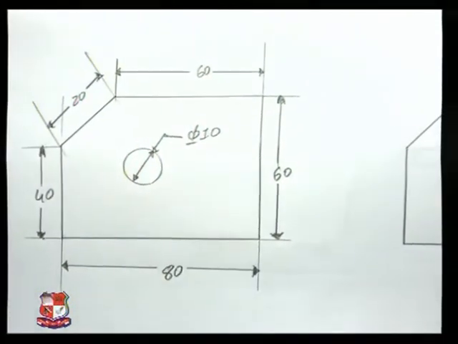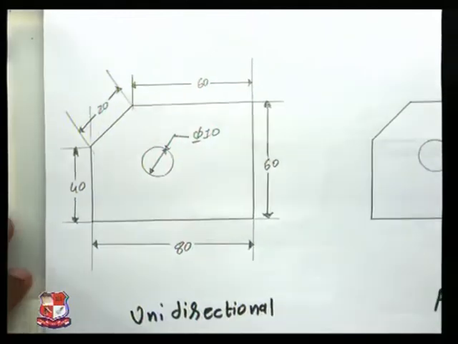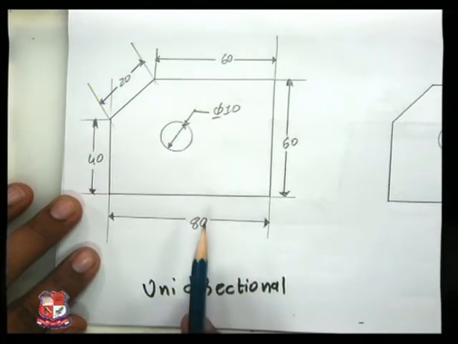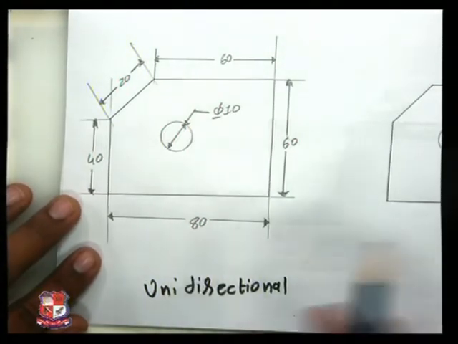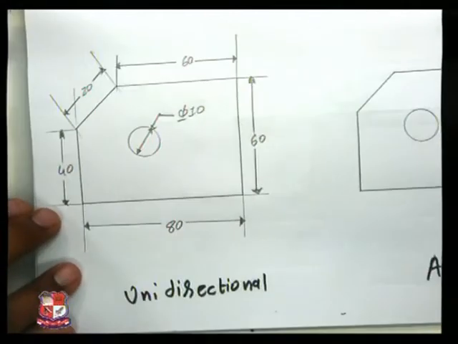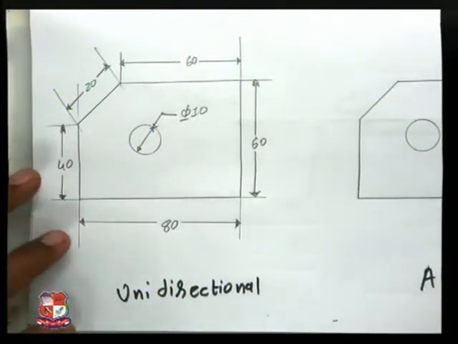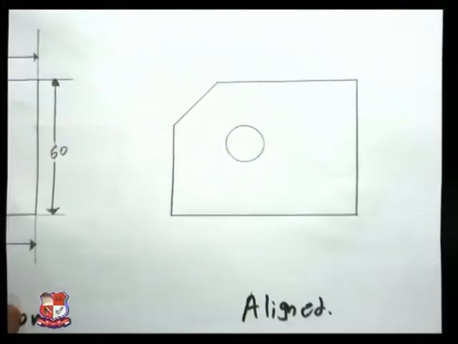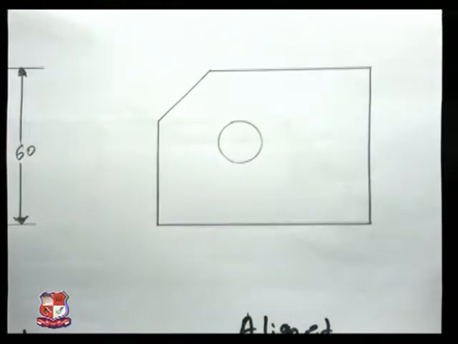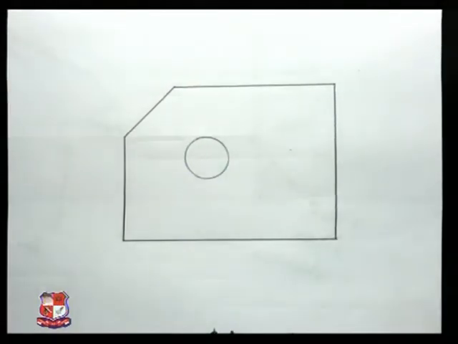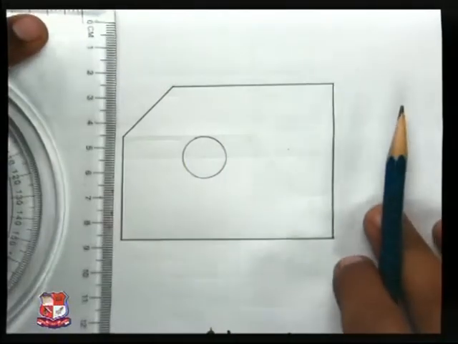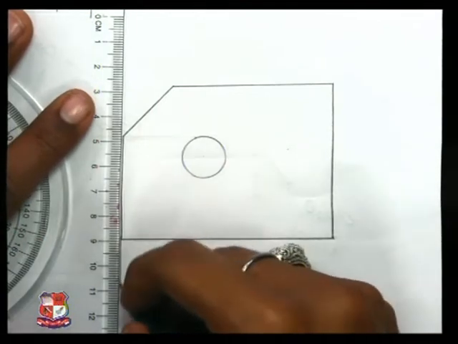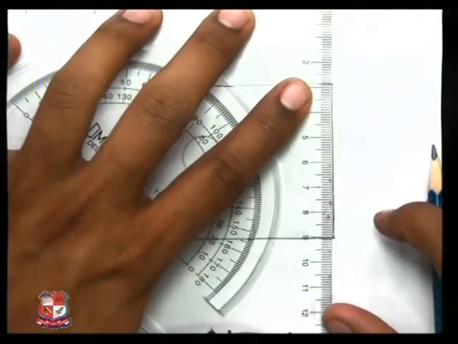So this is how unidirectional system works. As you can see, all the dimensions can be visible from the front side itself. You don't need to turn the drawing. You can see it from the front side itself. Now let's have a look at the aligned dimension system, and then we will compare both the dimension systems so that you can be very much sure about this dimension system, and when this question is asked in the exam you can draw properly.